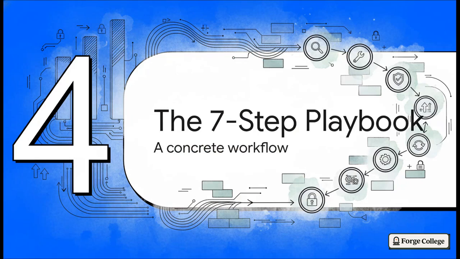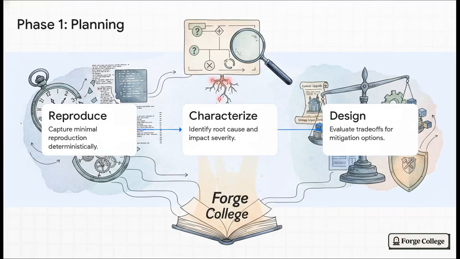Part 4, the 7-step playbook. Let's turn this abstract concept into a concrete daily habit, starting with phase 1, planning. Step 1 is the magic step. Reproduce the minimal case deterministically. This is what takes a vague, scary observation and converts it into a solid, testable bug. Step 2 is characterizing the impact and the root cause. And step 3 is designing mitigations and evaluating trade-offs. Do you just need a quick patch, or do you need a whole contract upgrade? We have to weigh those options carefully before making a single cut.